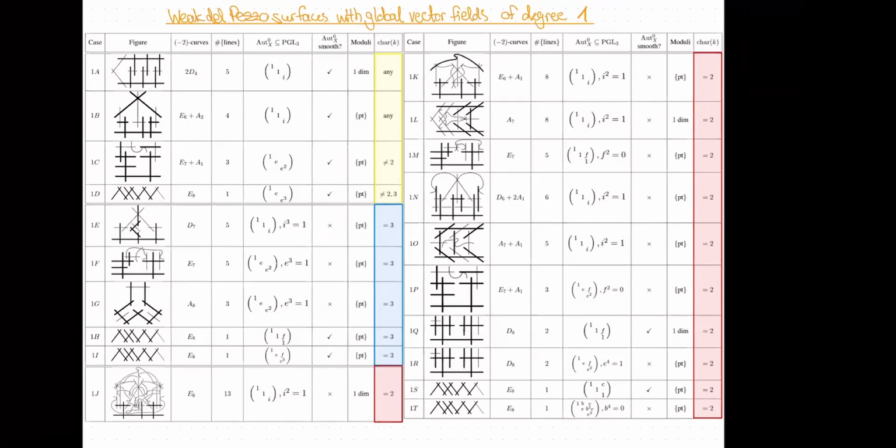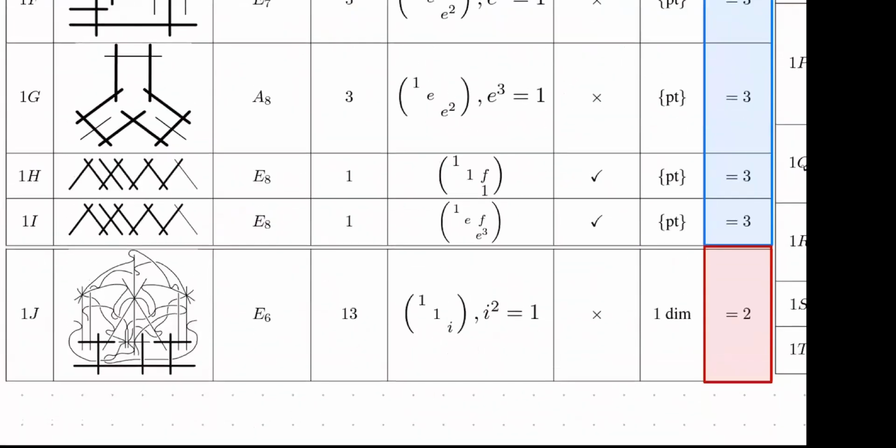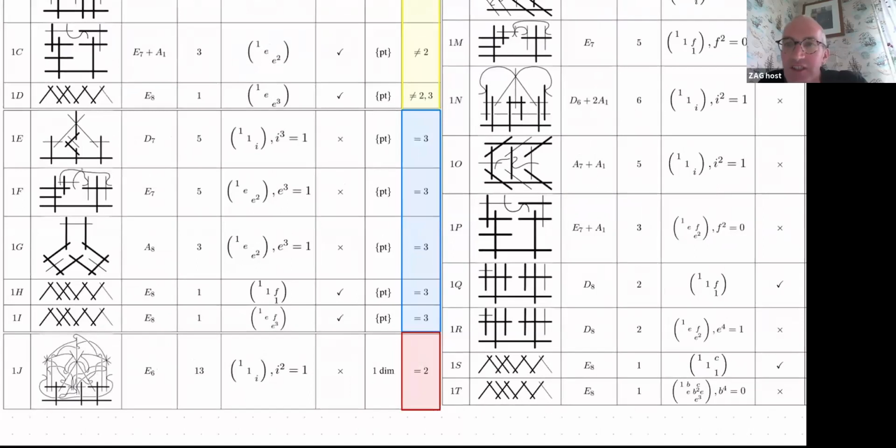There's a question in the chat. I don't know how to open the chat. I'll read it to you. From this list, can you obtain the list of connected components of the automorphism group of Du Val del Pezzo surfaces? Sorry, how did the question start? Can you get from your list the list of automorphism group connected components of Du Val del Pezzo surfaces?